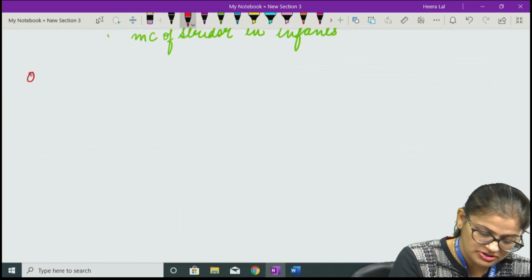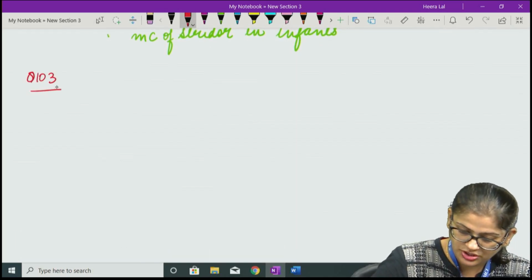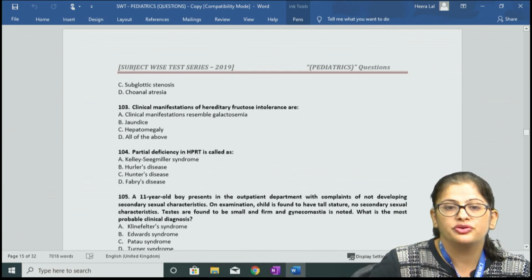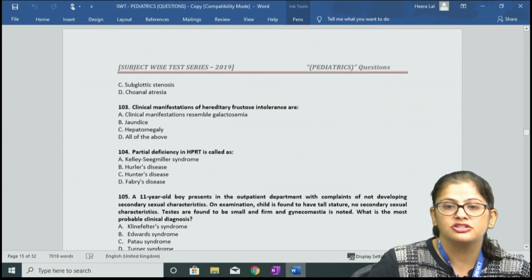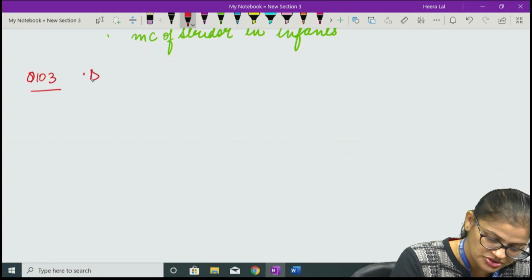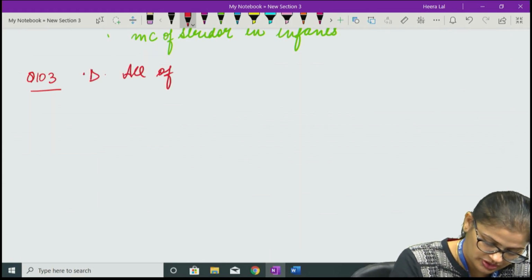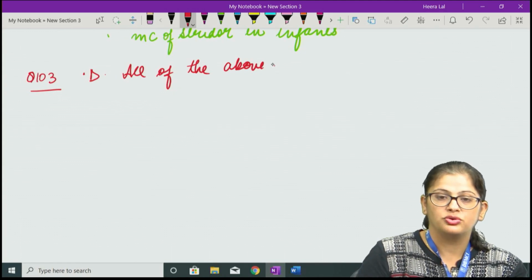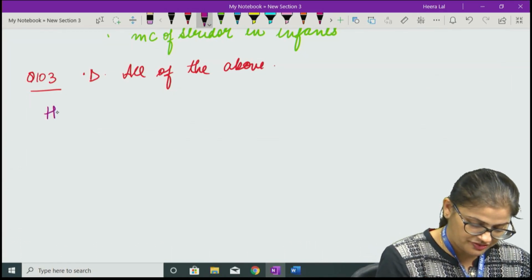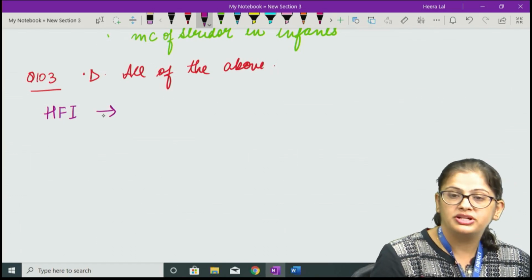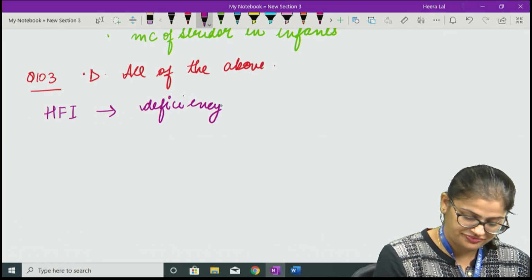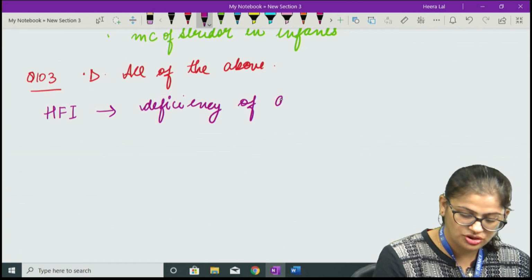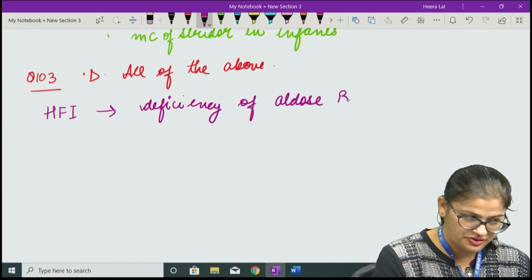Next we come on to question number 103. And question number 103 was, clinical manifestations of hereditary fructose intolerance are, and the correct answer is option number D, that is all of the above. So few important things about hereditary fructose intolerance. Hereditary fructose intolerance results due to the deficiency of aldolase B enzyme.